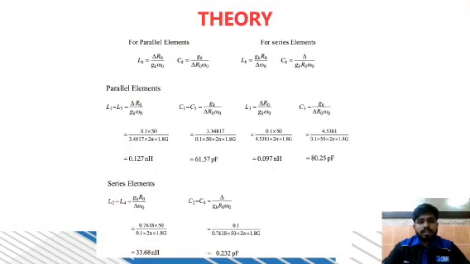This slide presents the calculation of the bandpass filter components. Using the low-pass prototype values and the bandpass transformation equations, we calculated the inductance and capacitance for both the parallel and series resonators. The calculated values include L1 and L5 of 0.127 nanohenry, C1 and C5 of 61.57 picofarad, L2 and L4 of 33.68 nanohenry, and C2 and C4 of 0.232 picofarad. These values were then implemented in ADS to construct and simulate the final bandpass filter.